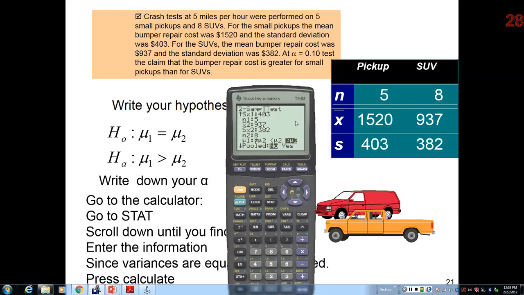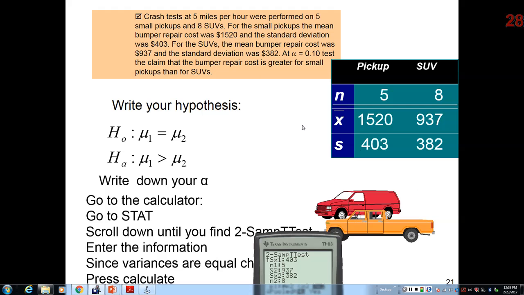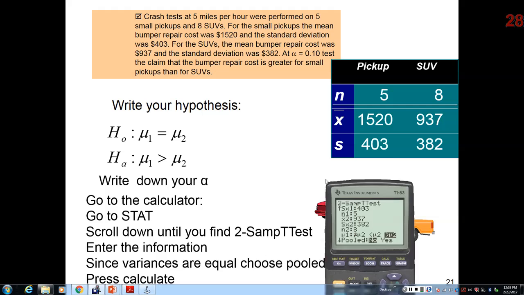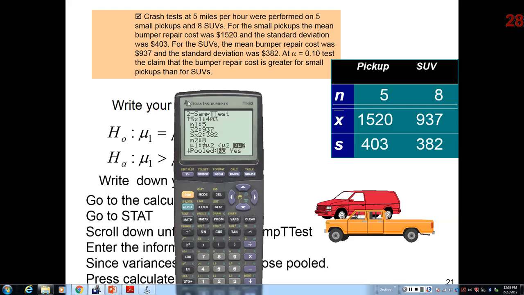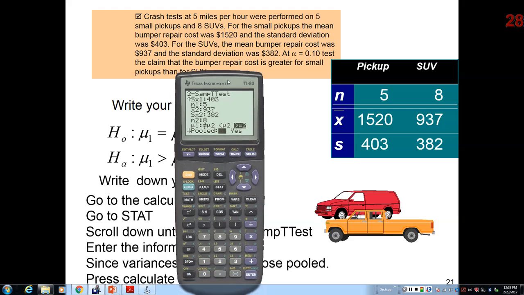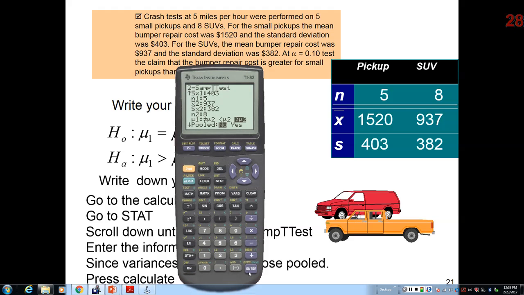Now, is it pooled or not pooled? Well, let's see. Does it say anywhere assume variances are equal? What does it say? Assume variances are not equal. Okay, so if variances are not equal, they're not pooled then. Okay? And then you hit the calculate button.